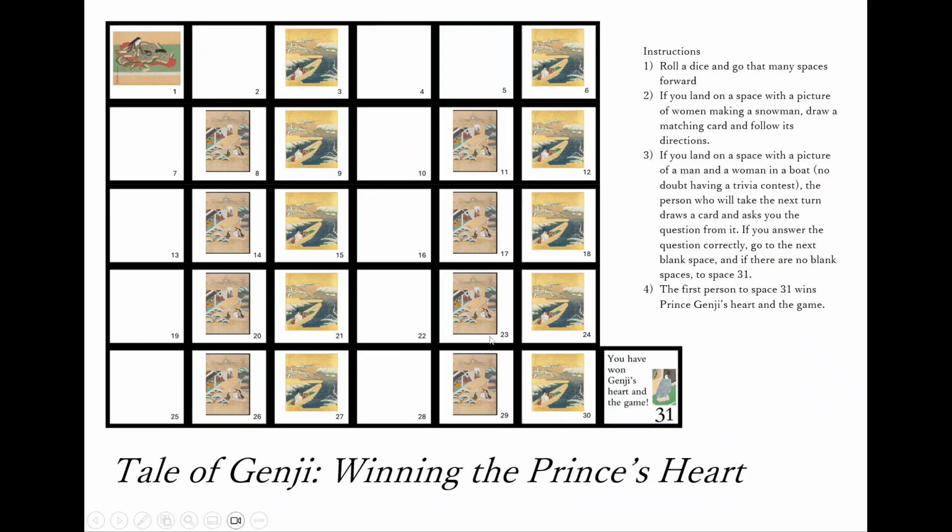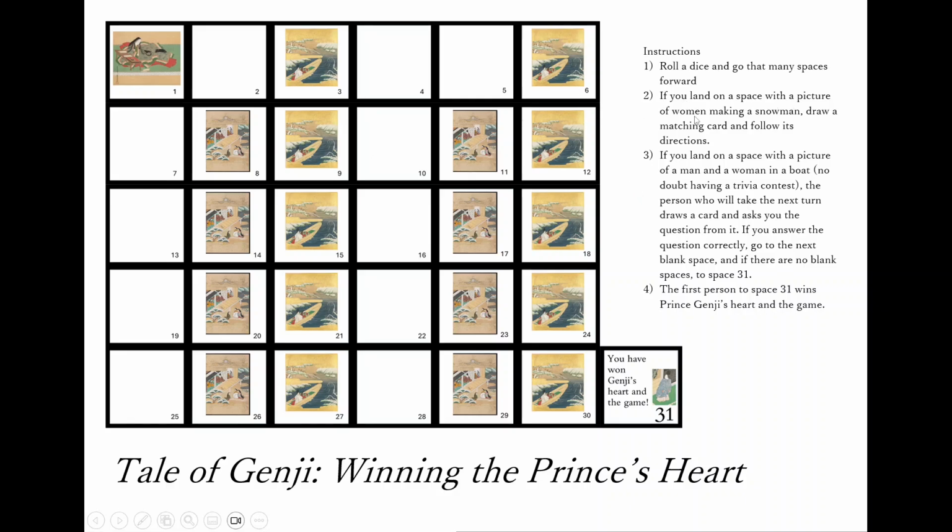And there's your board. The idea is students would start on space 1, put their marker there, and then roll a dice and go that many spaces forward. So if you rolled a 3, you go 1, 2, 3 spaces forward. And usually people are familiar. But you can see there are different spaces with different pictures on them.